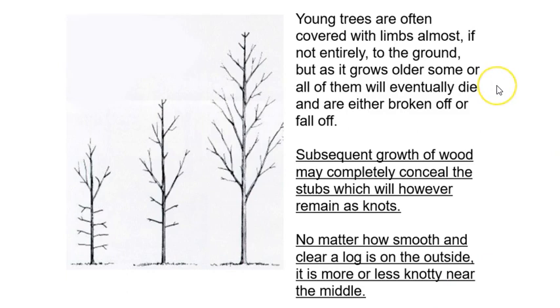All right, so here we see a tree growing again. Young trees are often covered with limbs almost, if not entirely, to the ground. So here we see the young tree covered in branches, top to bottom. Eventually those branches die and fall off.